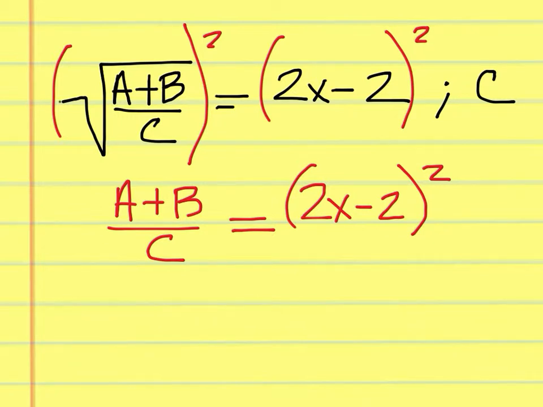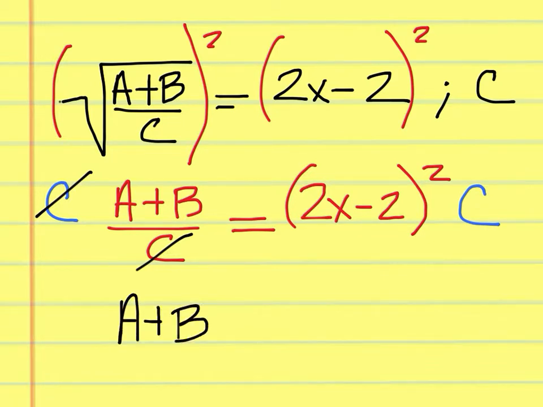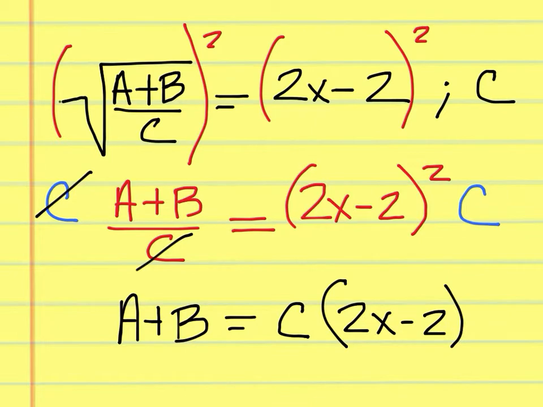So we must multiply this side by c and this side by c. When we do that, we cancel those out on the left-hand side, and we have a plus b. On the right, we have c times the quantity squared of 2x minus 2.